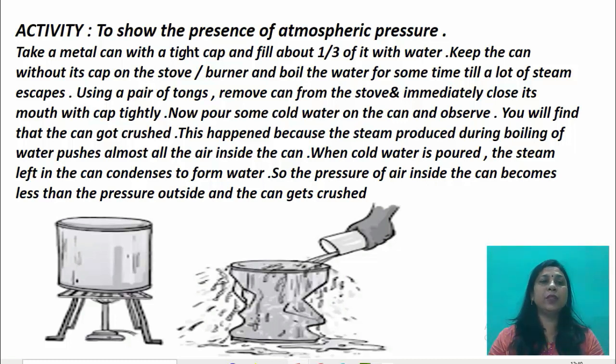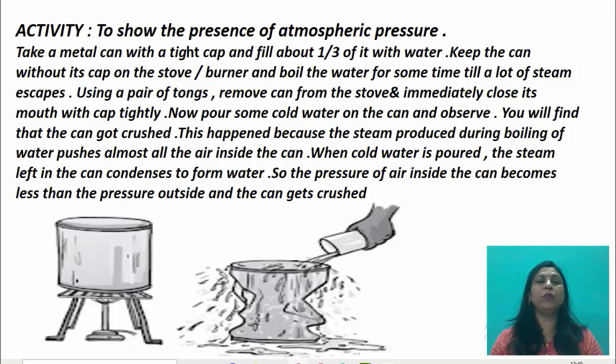Here is one activity. We'll take a metal can with a tight cap and fill about 1/3 of it with water. एक metal की can ली, उसमें 1/3 पानी लिया और उस पर कैप होनी चाहिए, पर अभी हमने उसमें लगाई नहीं है, सिर्फ पानी भरा है. Keep the can without its cap on the stove or burner and boil the water for some time till a lot of steam escapes. अब इस metal can को हमने स्टोव पर या बर्नर पे रखा और उस पानी को तब तक बॉईल किया जब तक बहुत सारी स्टीम नहीं बन गई.